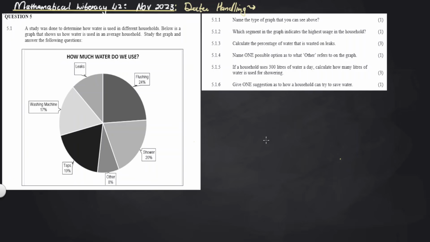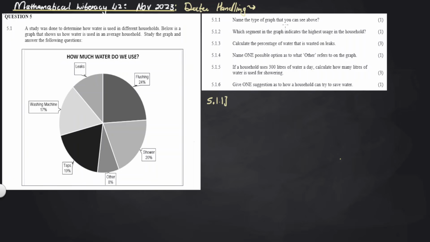Okay, this is our graph. I hope you know what type of graph this is. We have different types of graph. We have a line graph, a histogram, a bar graph, a scatter plot, and also a pie chart, which is what we are looking at.